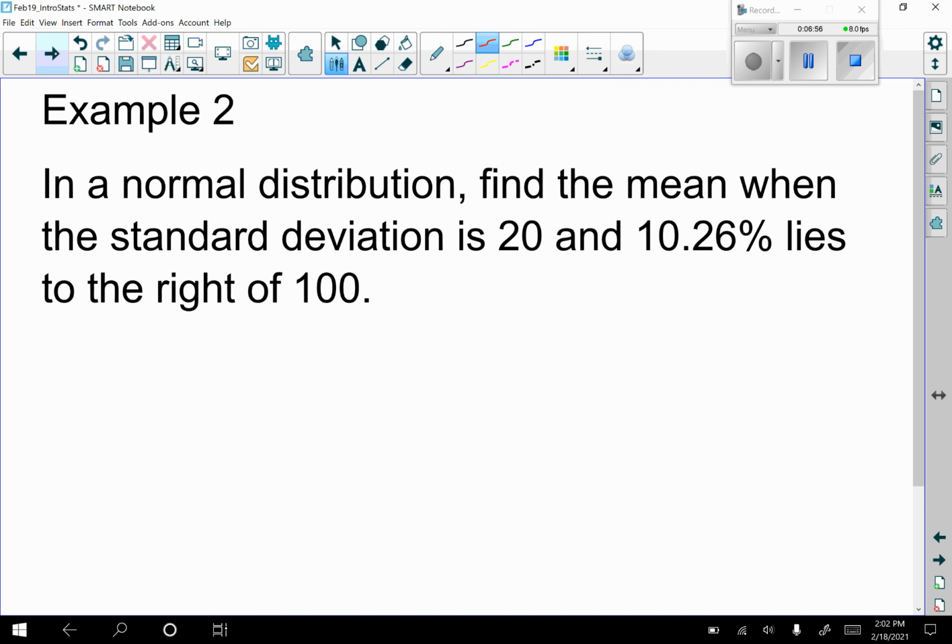Okay, let's take a look at example 2. Pause the video to copy this down.